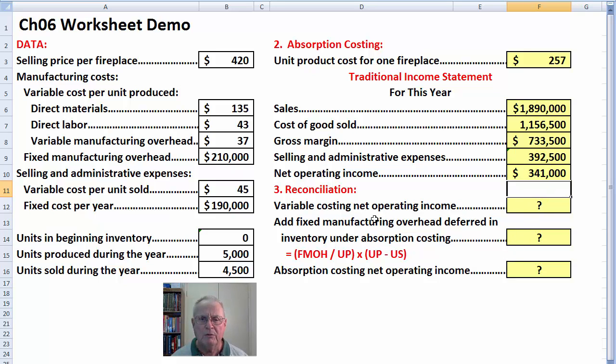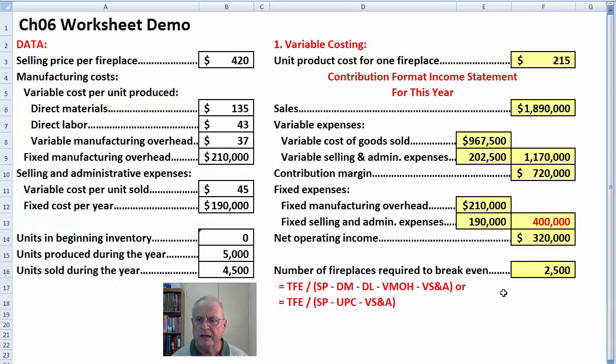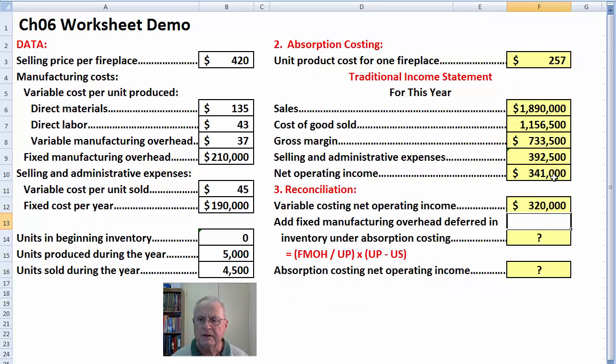Okay, now we can do a reconciliation. Let's start with the variable costing from the previous worksheet. So I'm going to go over to the previous worksheet. I'm going to pull that number right there. And just for kicks, I'm going to take this number right here and bring it down. Okay, so we know that the difference here is 21,000. We've got to figure out a way to get 21,000 in there.